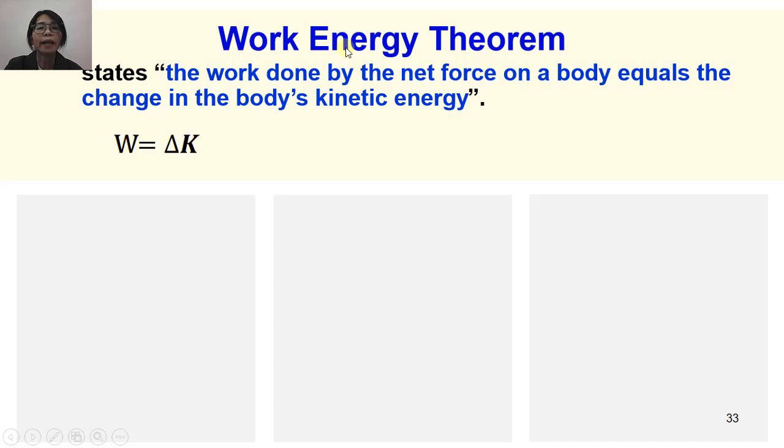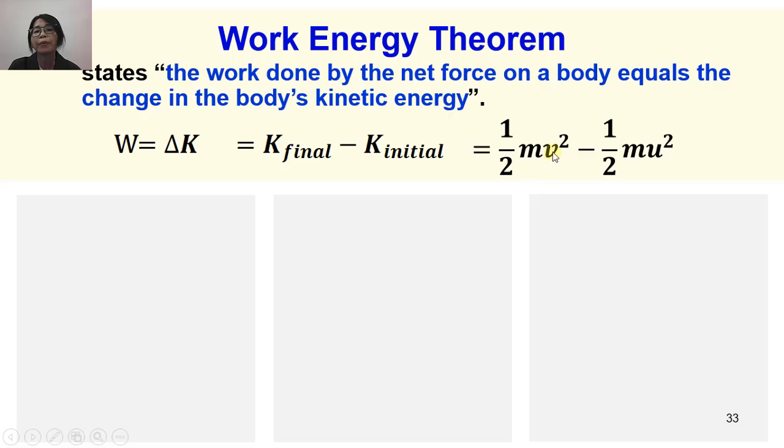So according to the work energy theorem, the work done by the net force or the resultant force on a body is always equal to the change in the body's kinetic energy. W is delta K, where delta K is K final minus K initial. The K final can relate with the final speed, so we have half mv squared, and the initial kinetic energy can relate with the initial velocity, so we have half mu squared.